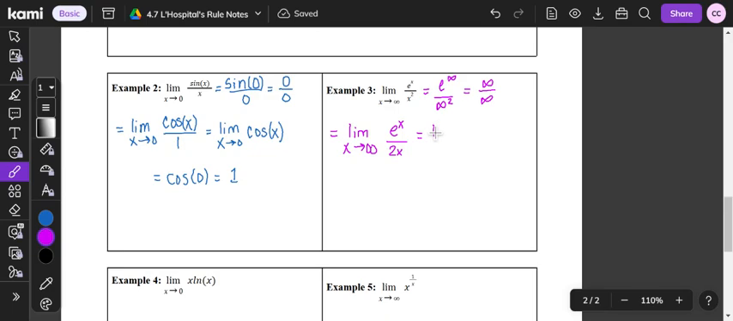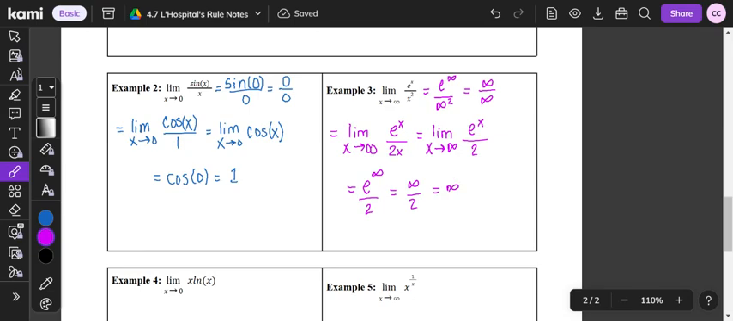So remember, just do L'Hopital's one more time, or however many times you need to. So again, derive the top, I still get e to the x. Derive the bottom, I get 2. Okay, now when I plug in infinity, I'm going to get e to the infinity over 2. Well, that's just infinity over 2, which is still just infinity.